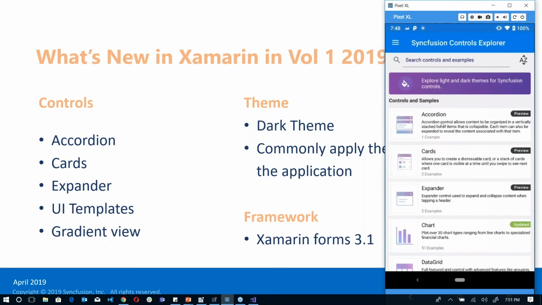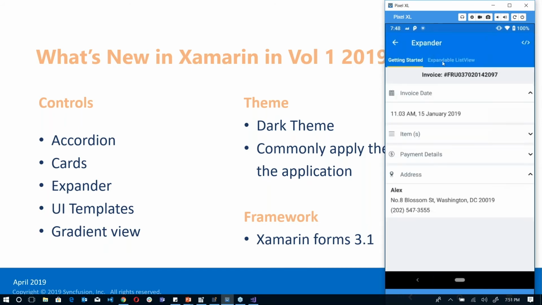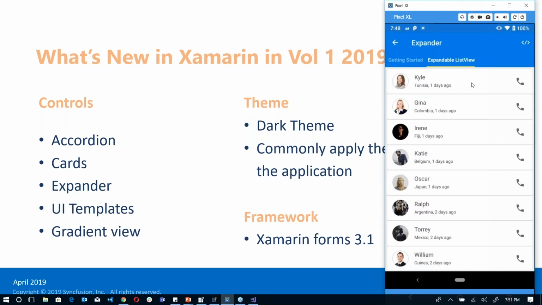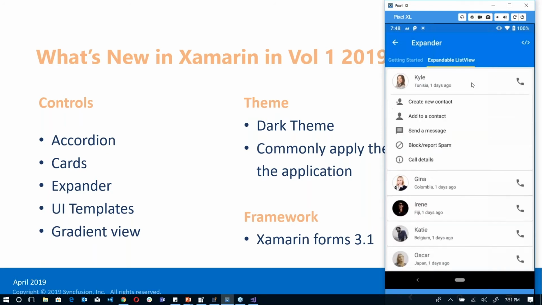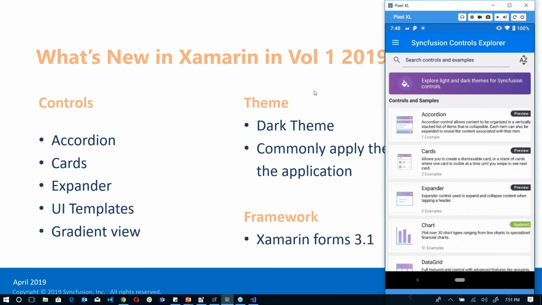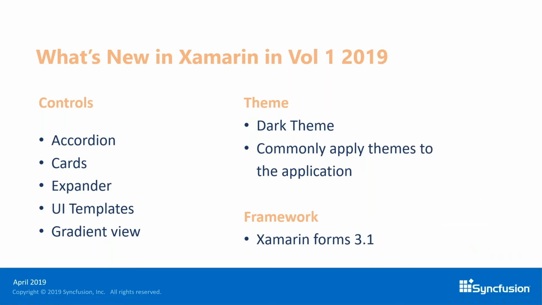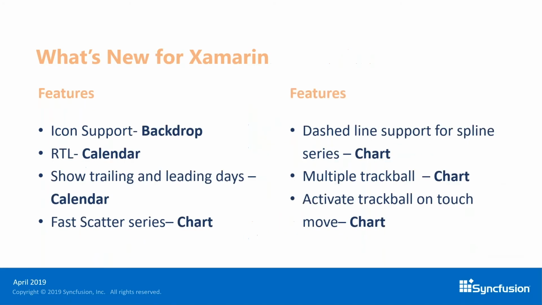So likewise, we have used our own list view here. Here you can see we have used our list view so that if you click on any list items, only the expanded content can be visualized here. So this is one cool control that we have introduced for volume 1. Now let us see the other features that we have introduced for Xamarin.